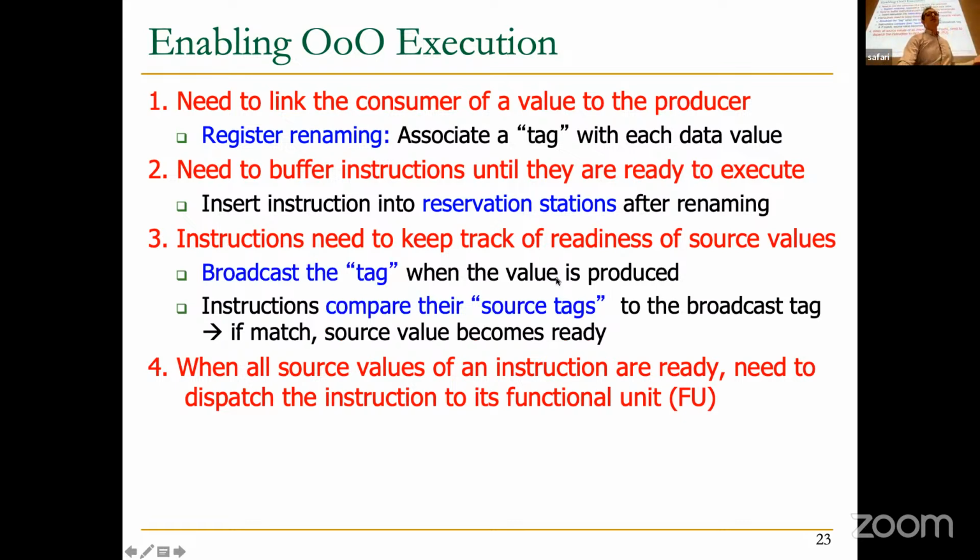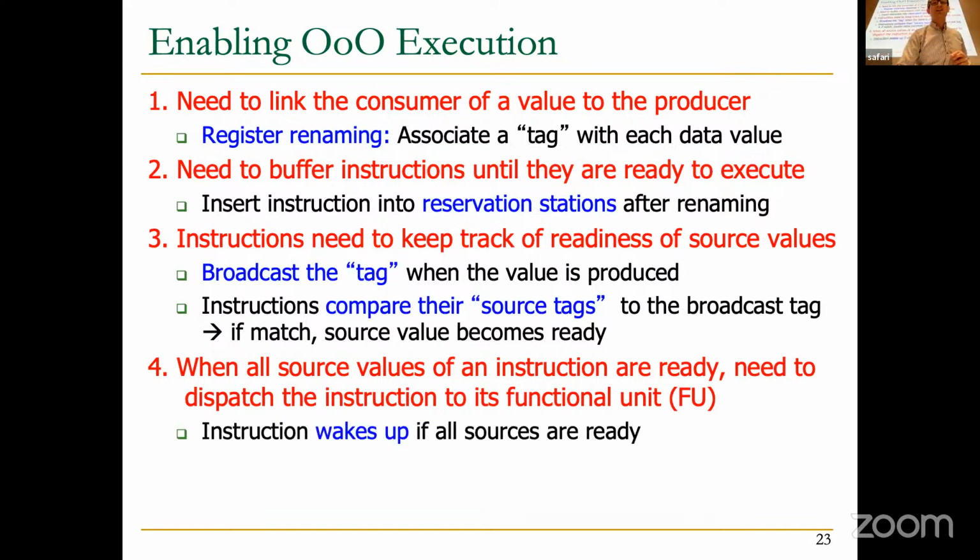How do the instructions keep track of the readiness of the source values? Basically, an instruction that produces a value broadcasts a tag or the name of the register when the value is produced. Instructions that are waiting for that tag compare their source tags to the broadcast tag. If there's a match, that means that the instruction is waiting for that value. Then the source value of the instruction becomes ready. Okay? And when all source values of an instruction are ready, because some instructions wait for 1 value, some instructions wait for 2, in rare cases 3 values, then the instruction wakes up.